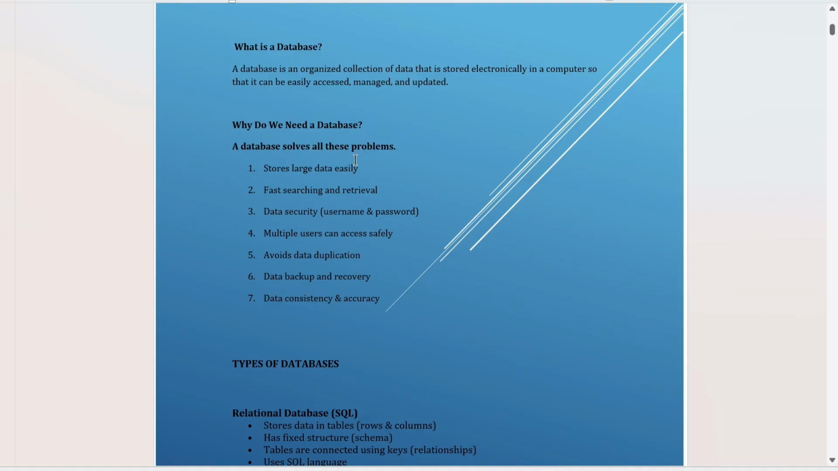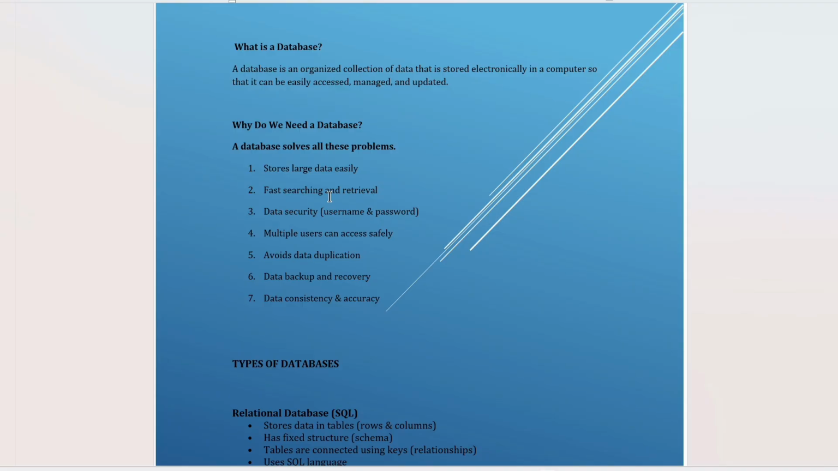These are the problems that a database can solve. The first point is it stores large data easily. A database can store a huge amount of data like student details, bank customers, shopping orders, and so on. Facebook stores millions of users' accounts in a database.